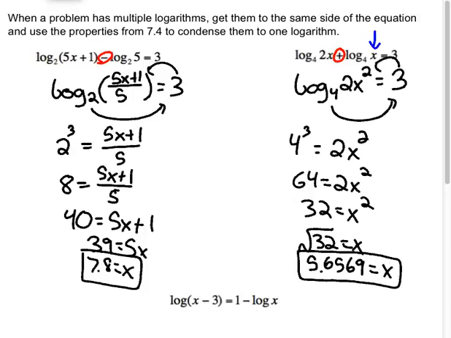Well, if x were negative, that would mean that we would be taking the log of a negative number. So here, even when you're square rooting, you need to ignore a negative if that would make the whole log end up being negative, because that's something we know we can't do. So here the answer would just be positive 5.6569.